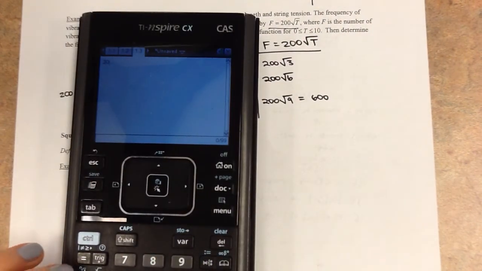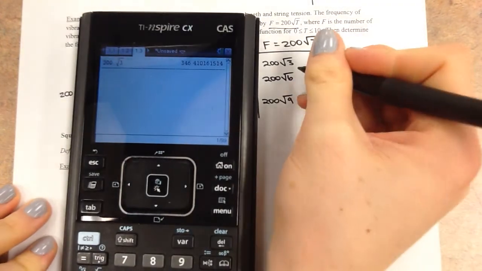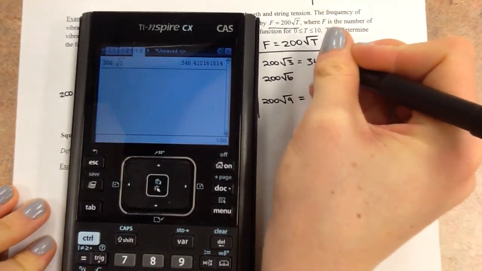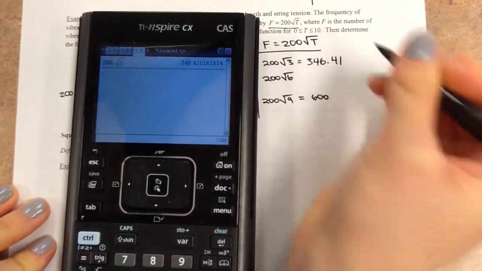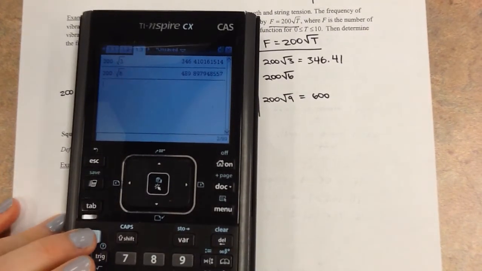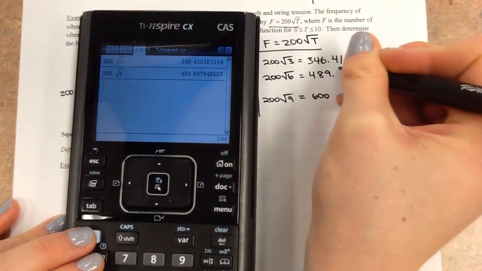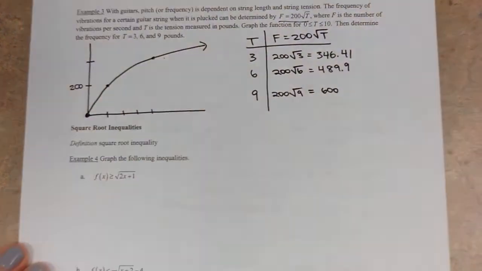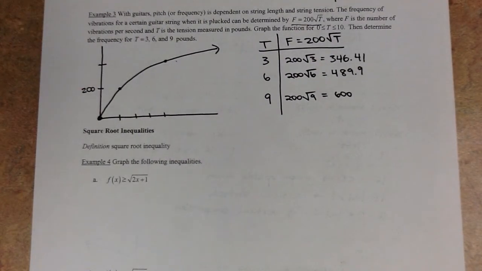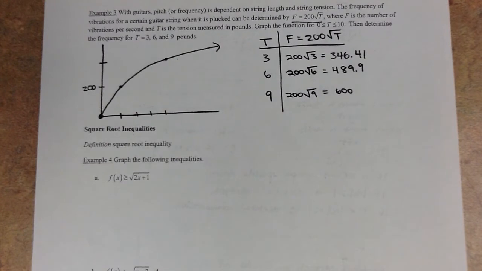Okay, so we've got 200 times the square root of 3. That gives you about 346.41. And then we can do 200 times the square root of 6, and that gives you about 489.9. All right, so just those values, that's all we're looking for. And then we've got these frequency values over here. So just a little story problem.